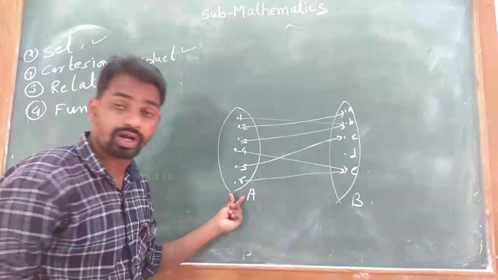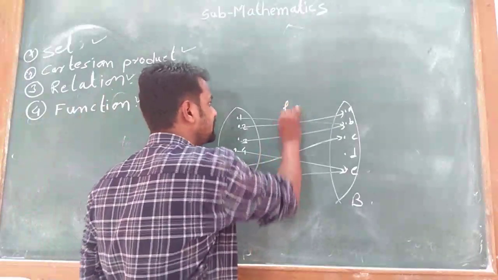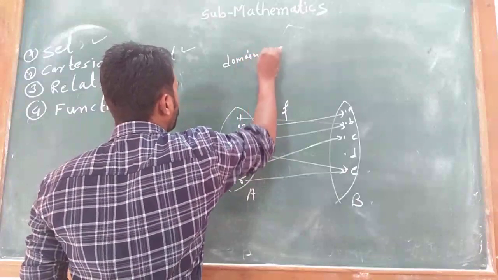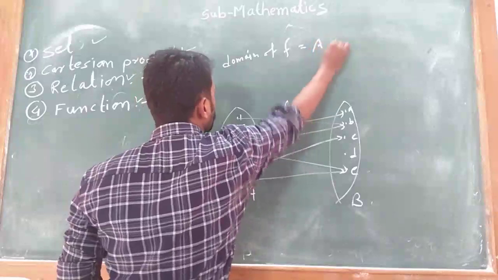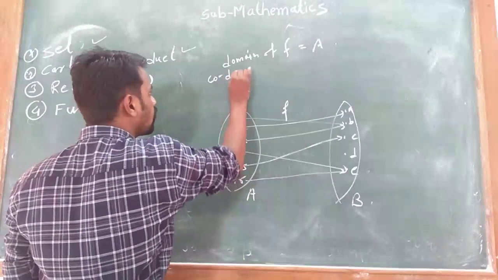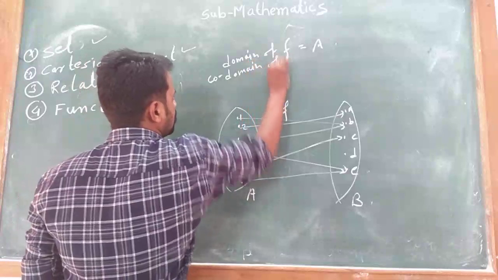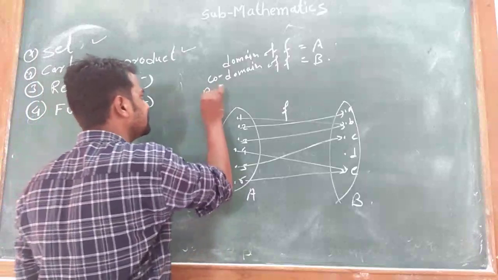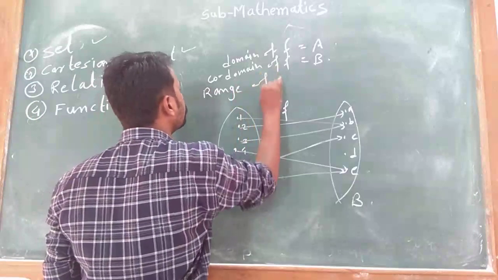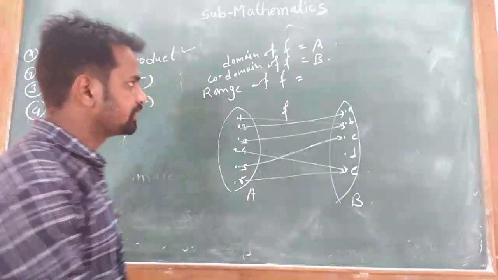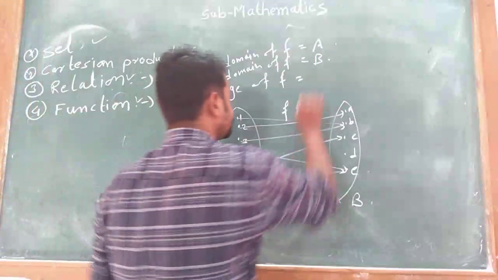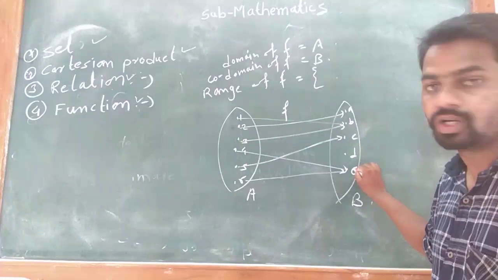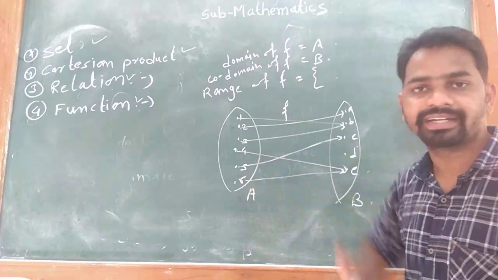So A is called the domain of the function f. Here this is function f. So the domain of f is the whole set A. Codomain of f is the whole set B, and next one is the range of f. Range of f means these are the elements in the codomain which are the image of some element in the domain.